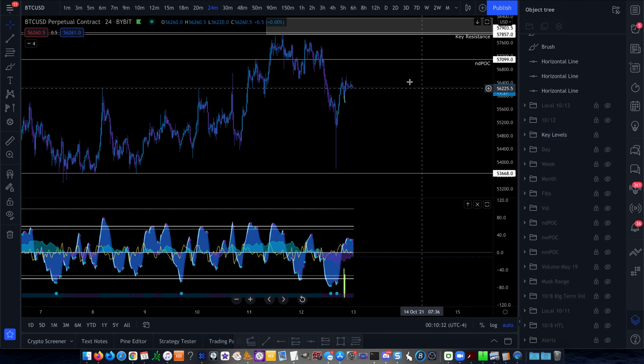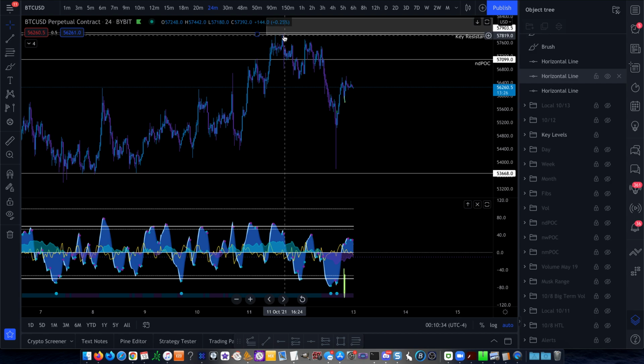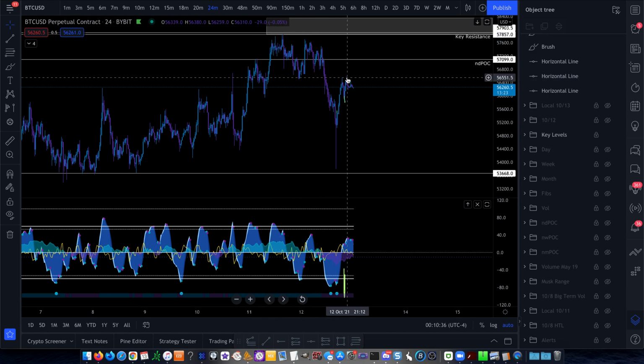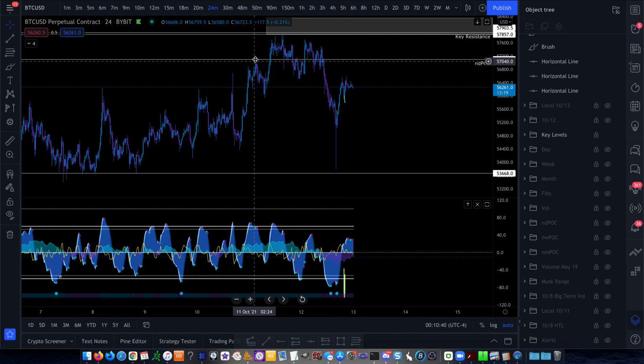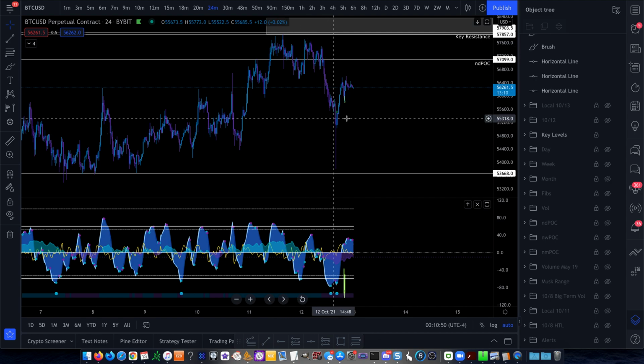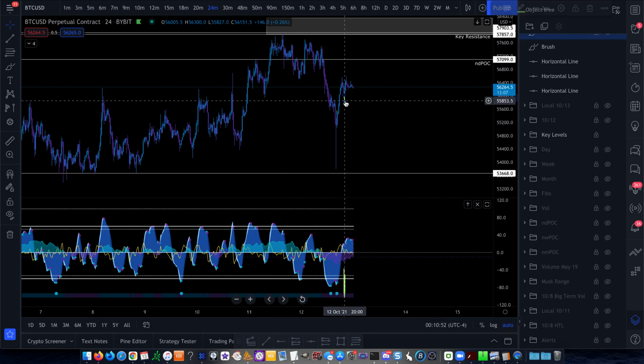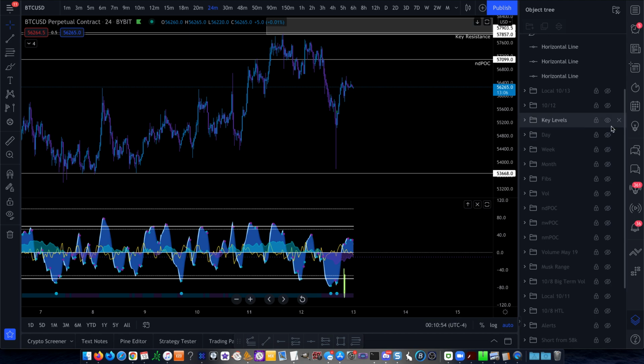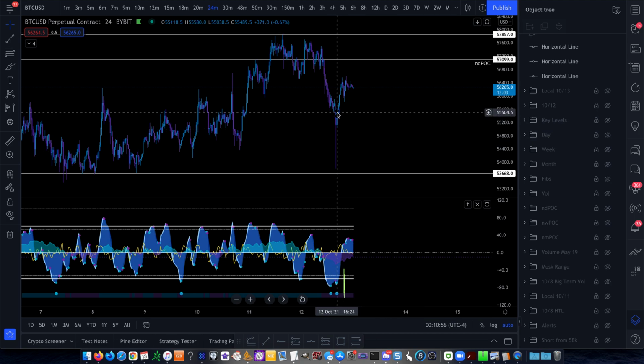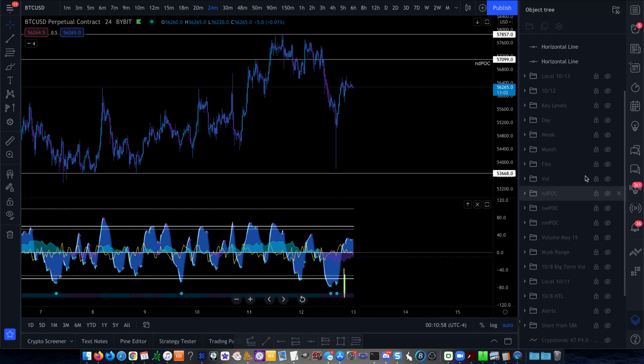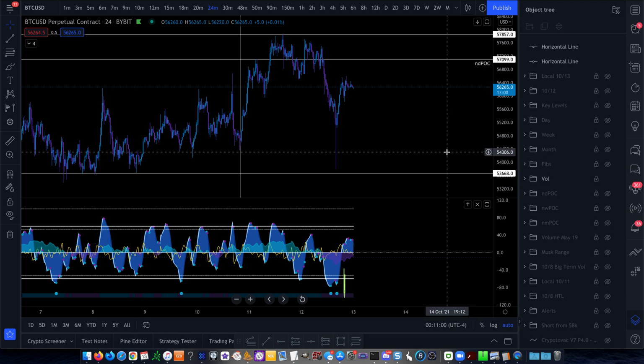Yes, my key resistance that we came up to as we got the uneven butt cheek pattern right there. We can also see that this one right here was at a naked daily point of control. So the ETH scalp I took today was at a golden pocket. The Bitcoin short, the first one, was at a naked daily point of control. The second epic one was at a key resistance level.